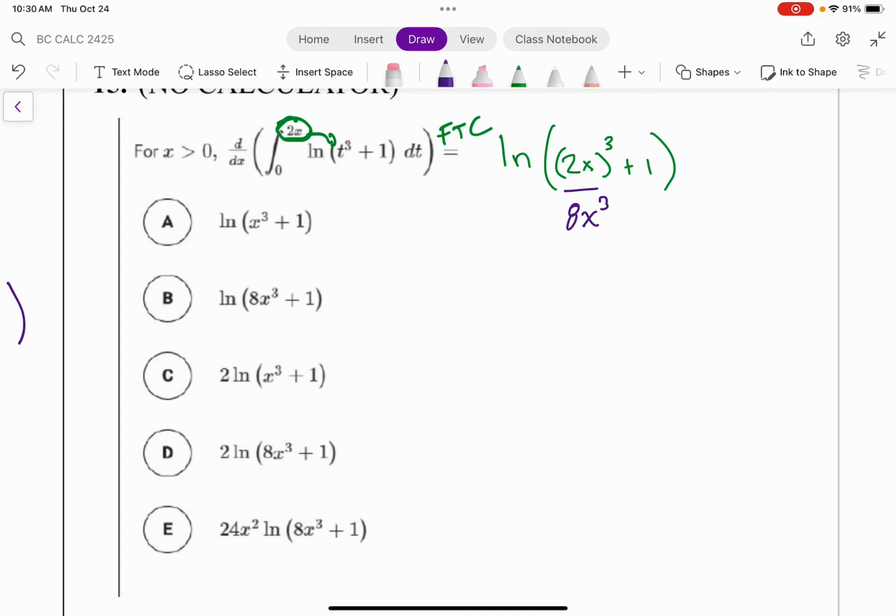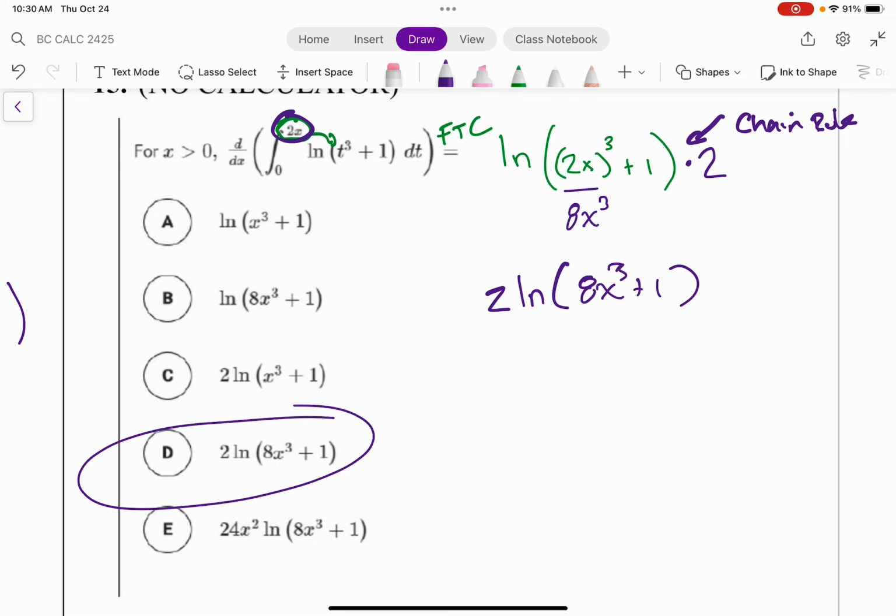Like, you'd look at this, and then you'd say, of course, the answer is B. The answer is not B. You have to then multiply by the derivative of the upper limit of integration. That's what the chain rule looks like here. And so the final answer, right, this is chain rule. That's what it looks like in these type of expressions. So the final answer is 2 natural log of 8x cubed plus 1, which we recognize as answer choice D.